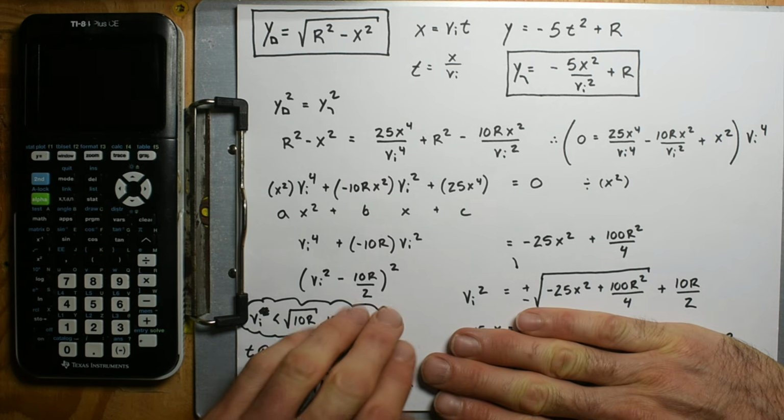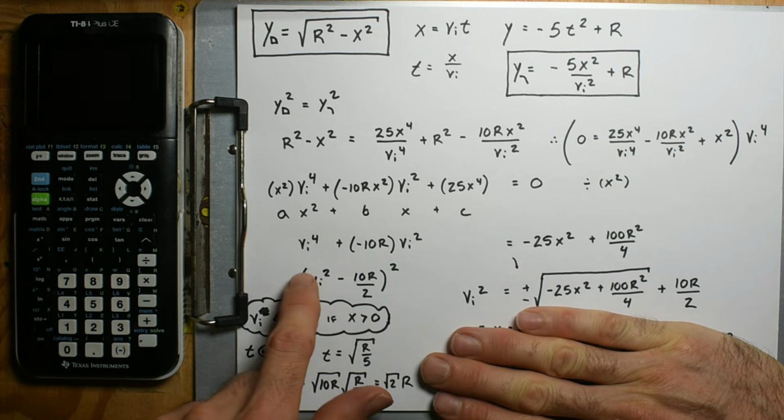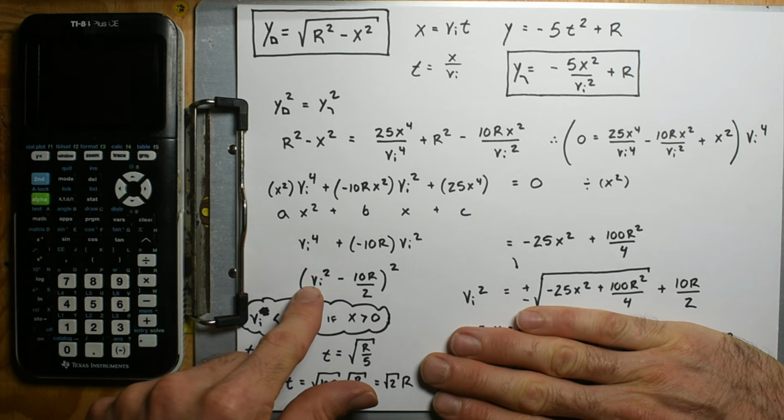And then we have our solution. So, I mean, this is vi squared. Instead of solving for x squared, you're solving for vi squared.